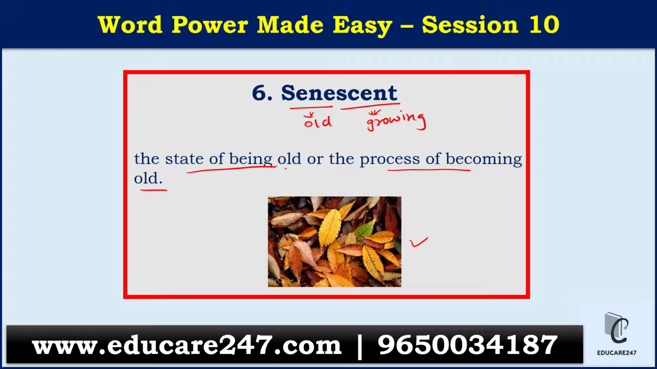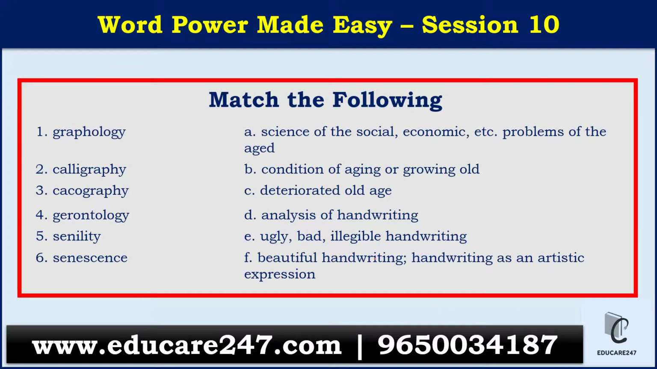So now we move to the final part, which is the exercise part. So here we have a short match the column where we have today's 6 words and the meanings. So you just have to match them. You could just pause the video here and try to solve it on your own. I'll be solving it. So first is graphology. Graphology, graph was write and logy was study. So analysis of handwriting, I could straight away say. Next is calligraphy. So cali was good and graphy was handwriting. So beautiful handwriting.